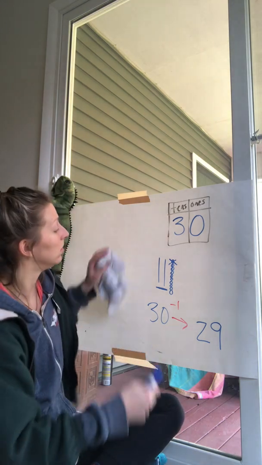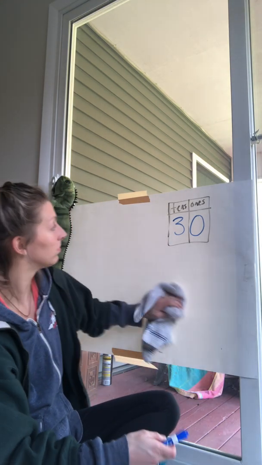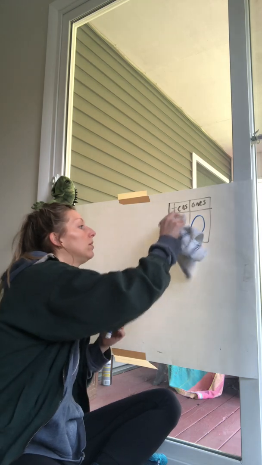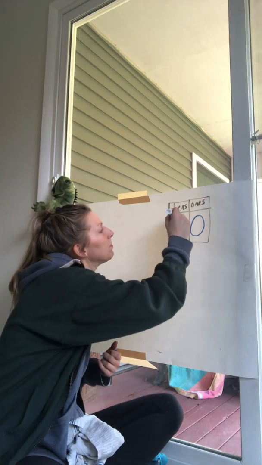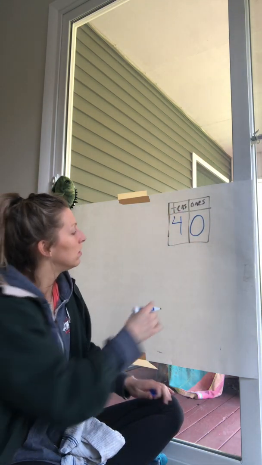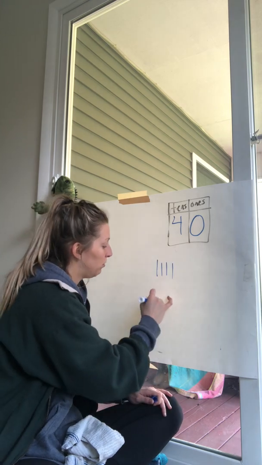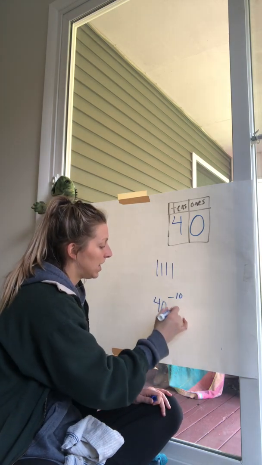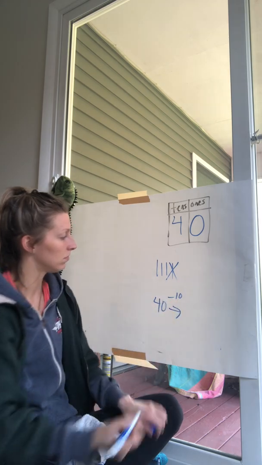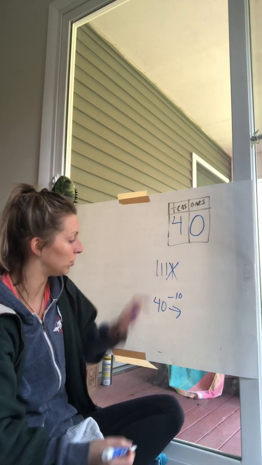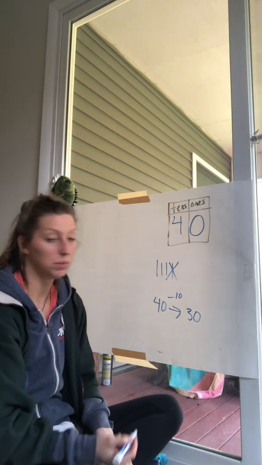10, if I have the number 40, 1, 2, 3, 4. If we had 40 and I'm telling you to subtract 10, how many do I have left? 1, 2, 3, 30. Easy peasy.